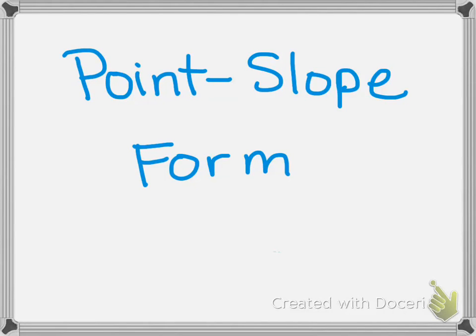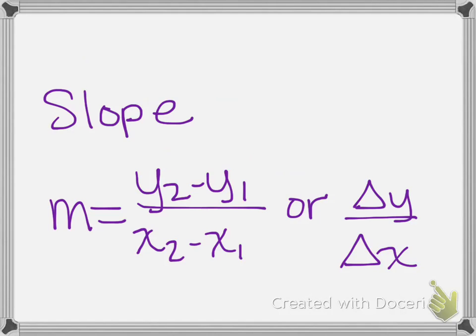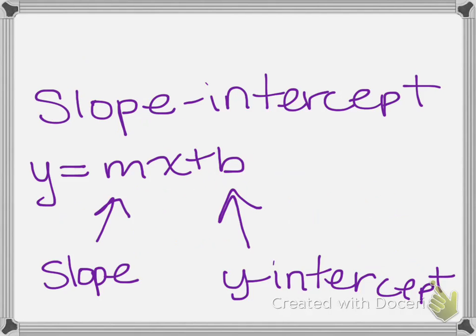This video is on point slope form. So far we've looked at a few things in regards to linear equations. We've looked at slope itself, which is not the equation of a line, but it helps us figure out the slope or rate of change in a particular problem, which was basically the change in y divided by the change in x. We did that back in Unit 3.